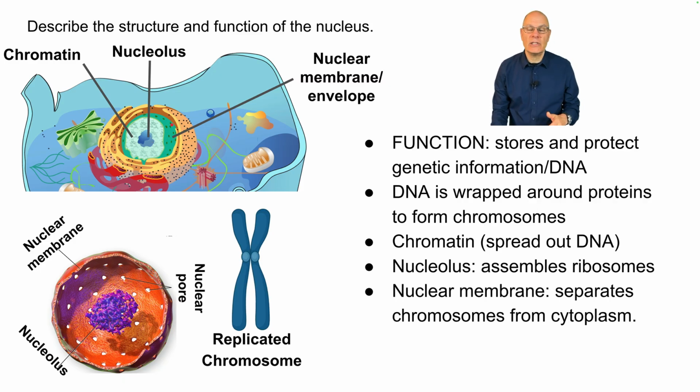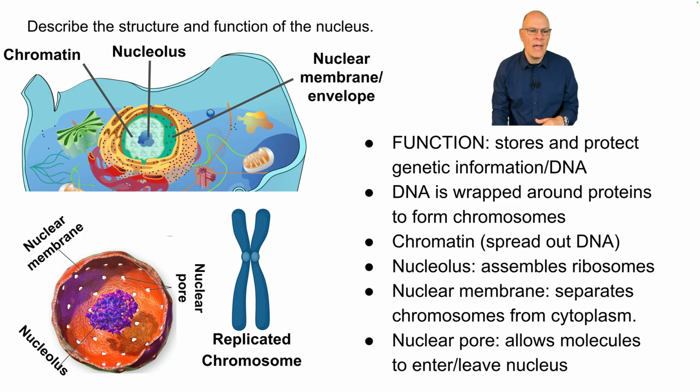The entire nucleus is surrounded by a membrane that separates the chromosomes from the cytoplasm, and the nuclear membrane has pores that allow molecules to enter and leave the nucleus. Important among those are messenger RNA, which leaves the nucleus, goes into the cytoplasm, where it's translated into proteins, and various transcription factors that come into the nucleus to turn genes on or to turn them off.